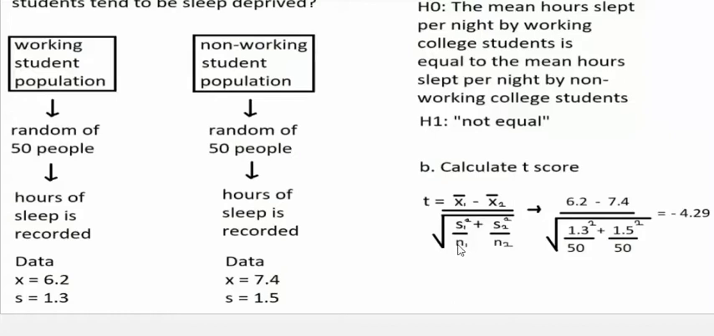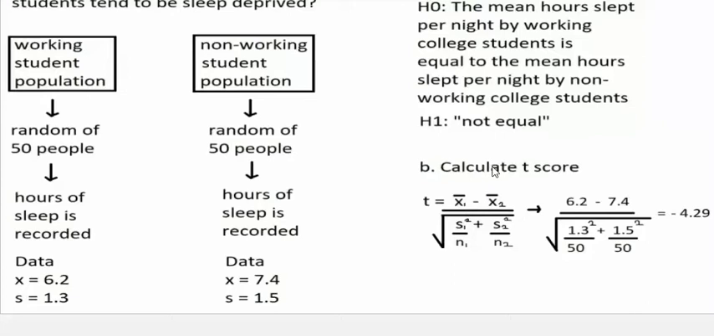So what we have in here is the mean, standard deviation, and sample size of sample 1, which is working, and the mean, standard deviation, and sample size of sample 2, which is non-working. So x bar 1, S1, and N1 are all for sample 1. X bar 2, S2, and N2 are all for sample 2, non-working. So let's plug these in.